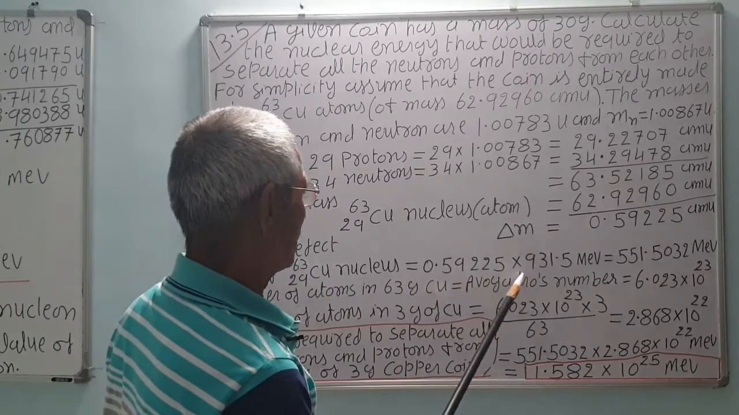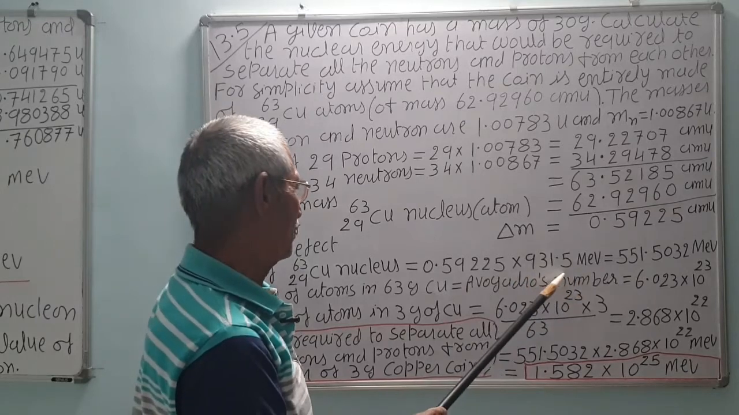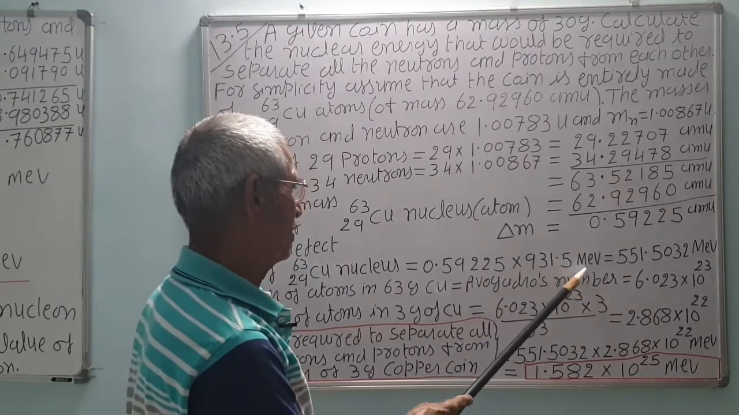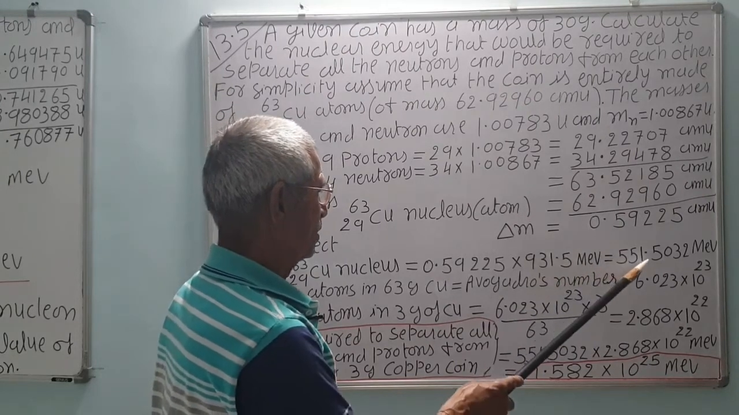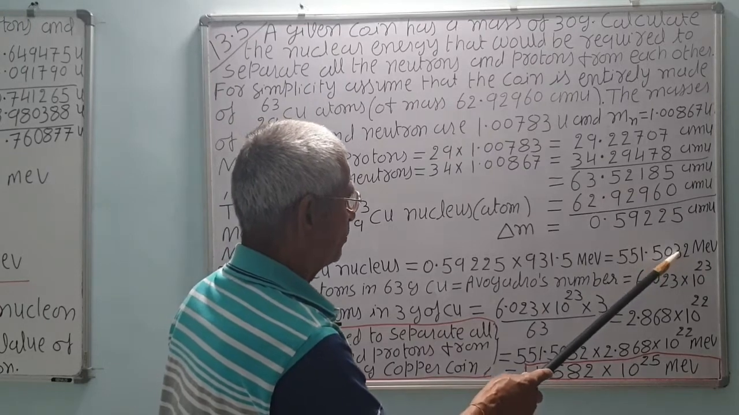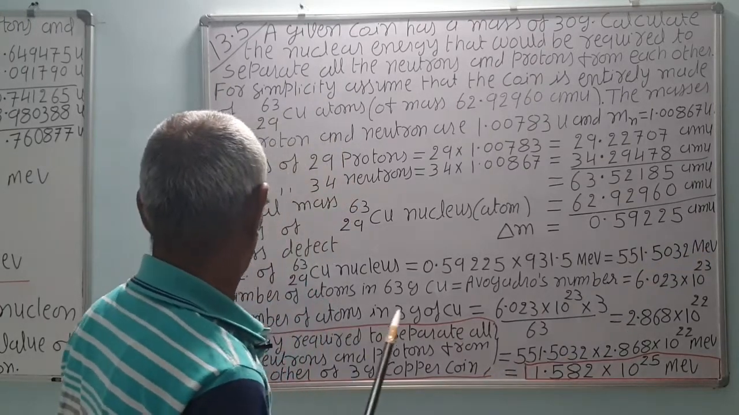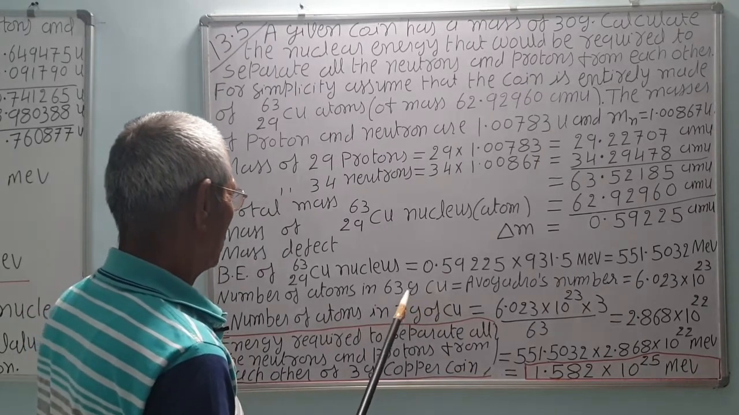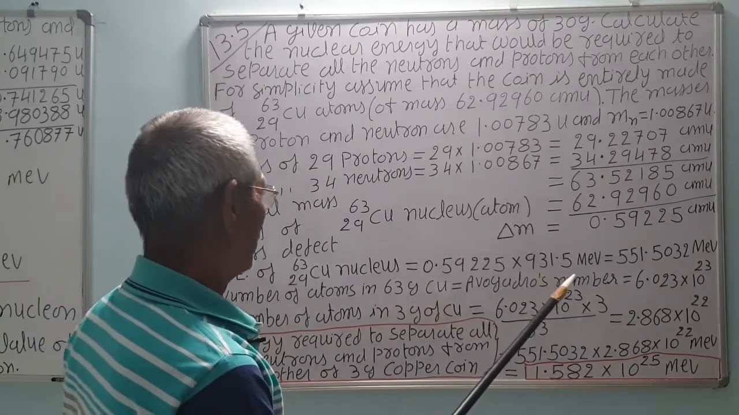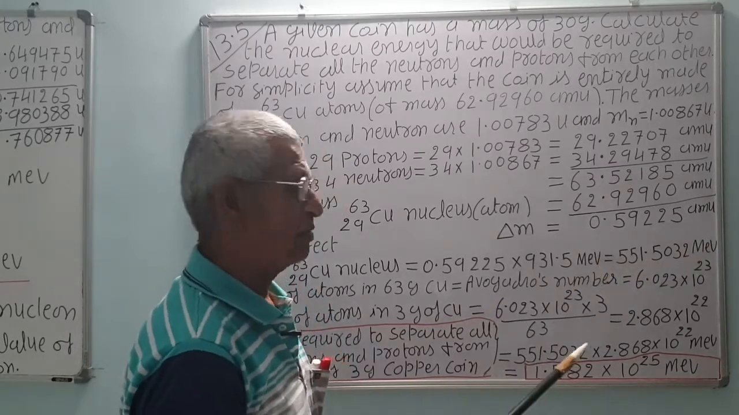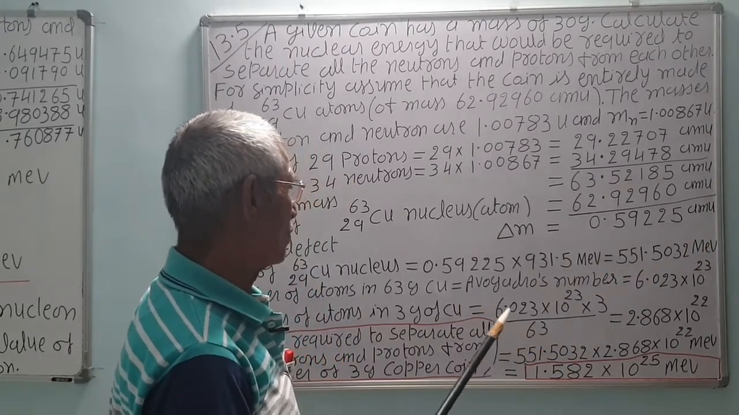Thus, binding energy of copper atom 29, 63 will be equal to 0.5922 mass defect multiplied by 931.5. As we have discussed earlier, one atomic mass unit is 931.5 million electron volt. That is, the total is 551.5032 million electron volt. Now, this is the binding energy of one copper atom. So, what is the binding energy of all copper atoms?